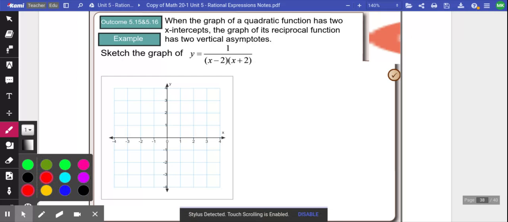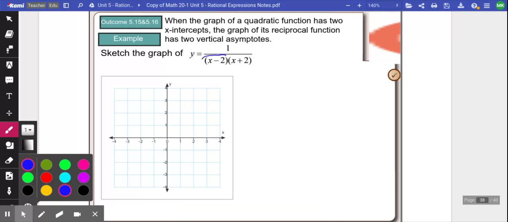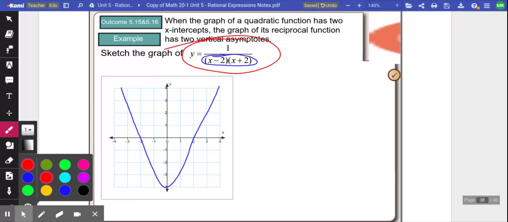If you remember, to do a reciprocal graph, you have to take the bottom of your old fraction and graph that thing. If you were to graph x minus 2, x plus 2, it would look a little something like this. A little something like that. Then I can reciprocate that graph, and if I reciprocate that graph, it will give me this thing, which is exactly what I'm looking for.